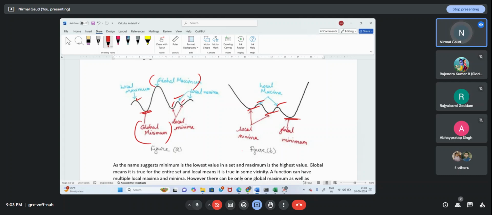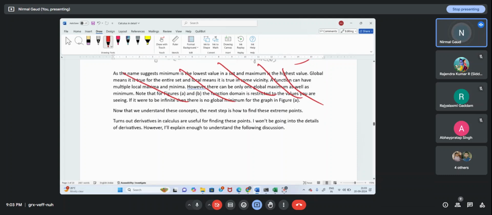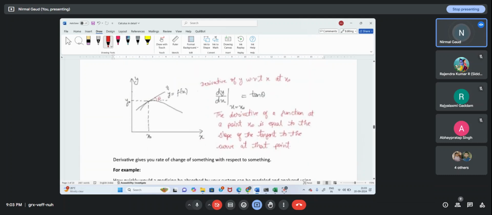It cannot go below this now. I can't go below the global. I found the minimum of all. I can't go beyond. I got it. Okay, so now here is a theory, as the name suggests. I am not interested in talking about the theory.